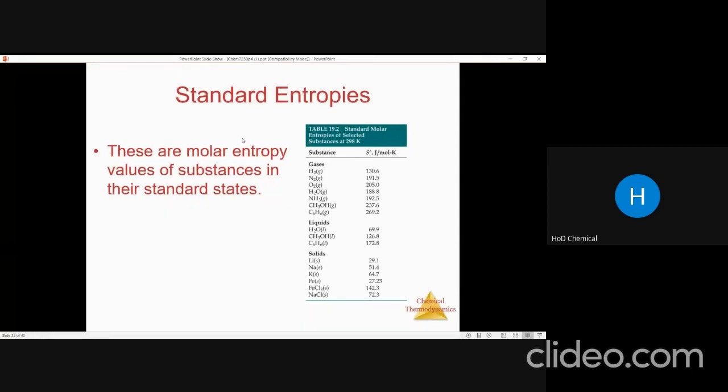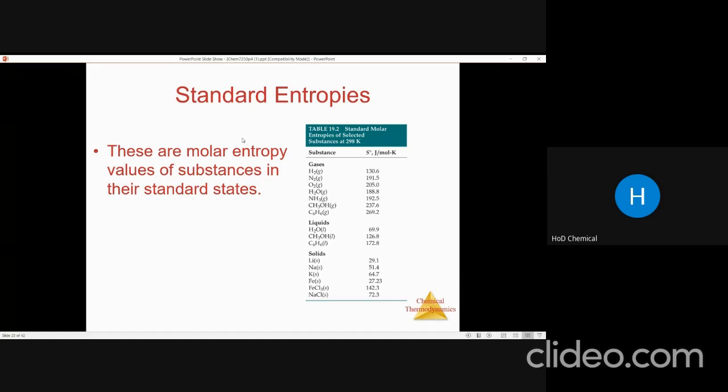Now we can see the standard entropies. They are the molar entropy values of substances in their standard states at 298 Kelvin. The gases are H2, N2, O2, H2O, NH3, CH3OH, and C2H5OH. The entropy value for H2 is 130.6 and N2 is 191.5.